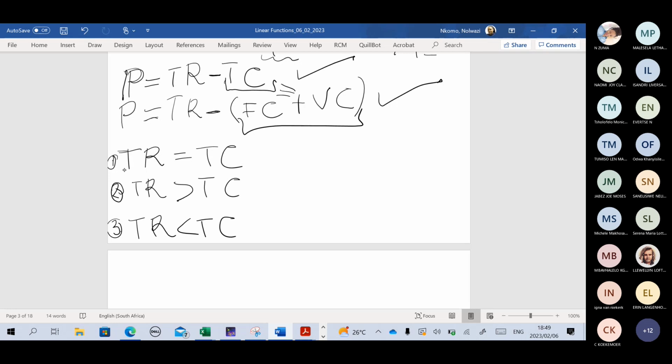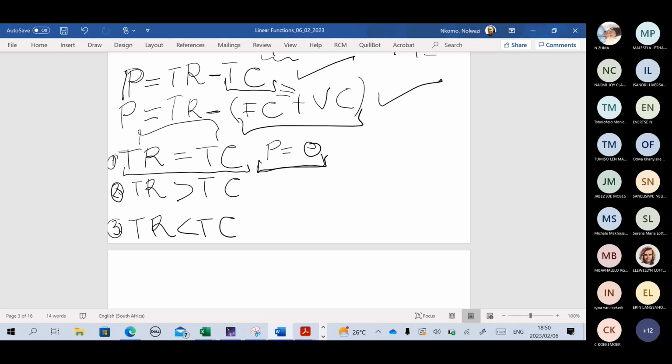When the total revenue is equal to the total cost, our profit here will always be 0. We won't make a profit here, because the money that you'll spend to produce your products will be equal to the money that you will receive after you've sold your product, right? So that means you won't be making any profit, because remember, a profit is the difference between the two.